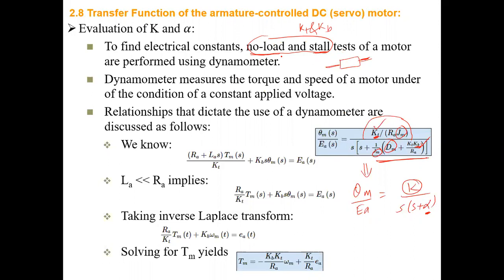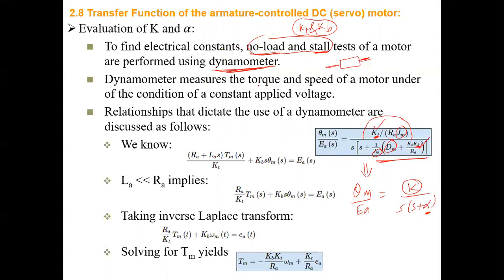So we use a device called dynamometer, okay? The device that you use for testing this no load and stall test is called dynamometer. What this dynamometer does is, it does not give me direct KT. So how does it calculate KT and KB? That's what I'm trying to show you, okay? What is the working principle of dynamometer? It does some kind of calculation inside.